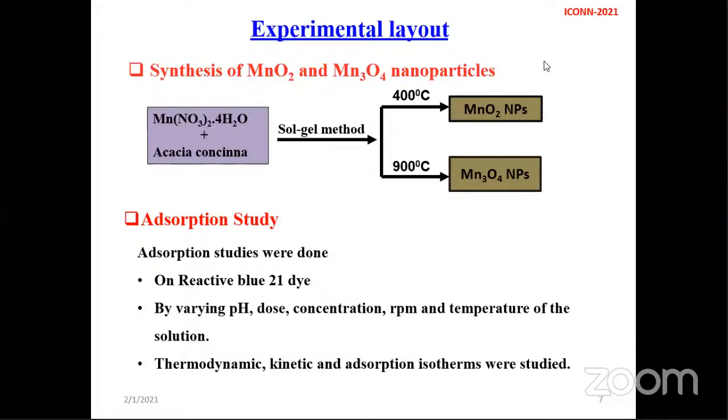This is the whole experimental layout, where we synthesized MnO2 and Mn3O4 nanoparticles. For the synthesis, we took manganese nitrate tetrahydrate along with Acacia concinna fruit extract. By using the sol gel method in the muffle furnace, we synthesized two nanoparticles: MnO2, obtained at 400 degrees Celsius, which is black in color, and Mn3O4, synthesized at a higher temperature of 900 degrees Celsius, which is brown in color. After successful synthesis, we went for the characterization and the adsorption studies. Adsorption studies were done on the reactive blue dye.